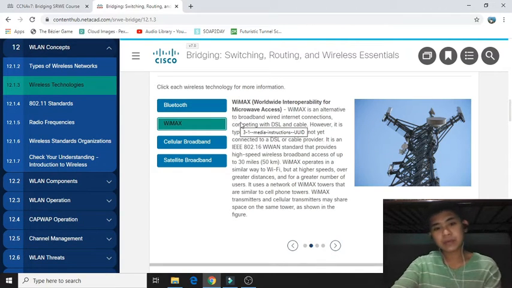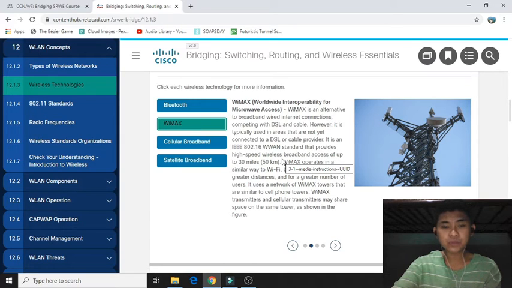Next is WiMAX or Worldwide Interoperability for Microwave Access. It is an alternative to broadband wired internet connections, competing with DSL and cable. However, it is typically used in areas that are not yet connected to a DSL or cable provider. It is an IEEE 802.16 WAN standard that provides high-speed wireless broadband access of up to 30 miles or 50 kilometers. That's so far.